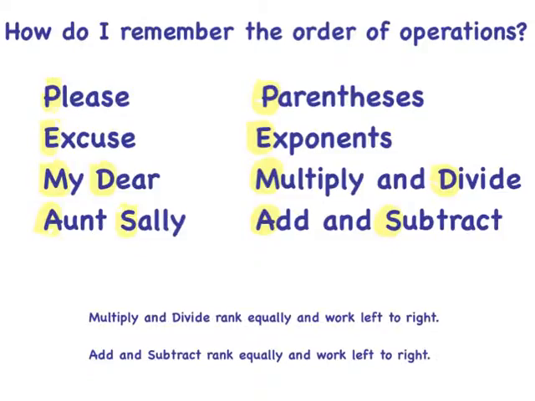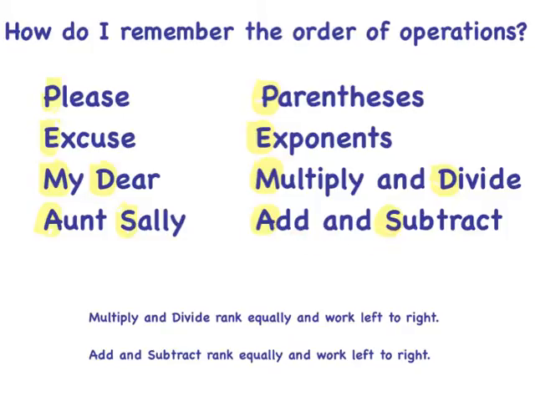So how do I remember this order of operations? Well, there's a cute little saying, a little sentence that says, please excuse my dear Aunt Sally. And if you look at the first letter, please excuse my dear Aunt Sally. The P is going to stand for the parentheses, the E for the exponents, the M and the D, which are equally important, multiply and divide, and then the A and the S, Aunt Sally, are the add and the subtract.